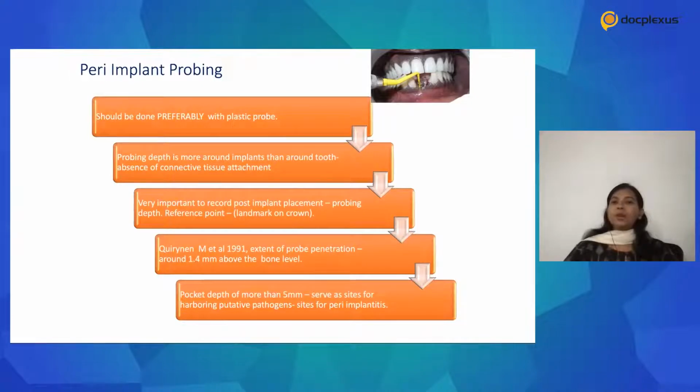Your probing depth has to be recorded immediately once you place an implant, after 6 months, and every year after. So this baseline parameter should always be recorded and kept as a record, because these implant patients are going to be with you for the next 10 to 15 years. These are some of the important things to remember about peri-implant probing. Also, Crena et al. showed us that the extent of probe penetration should not be more than 1.4 millimeters above the bone level.